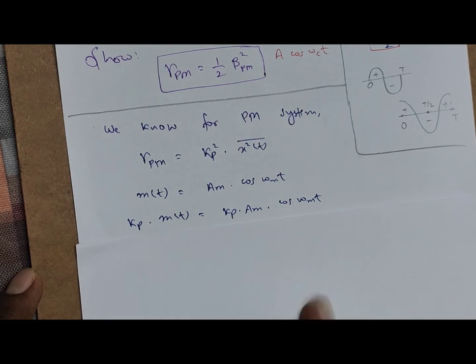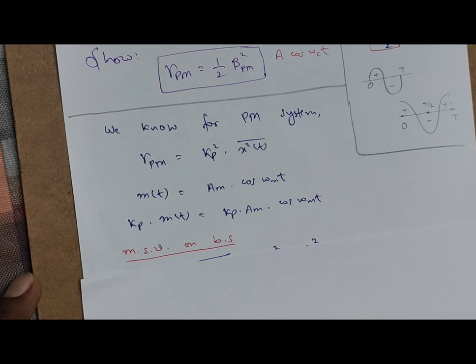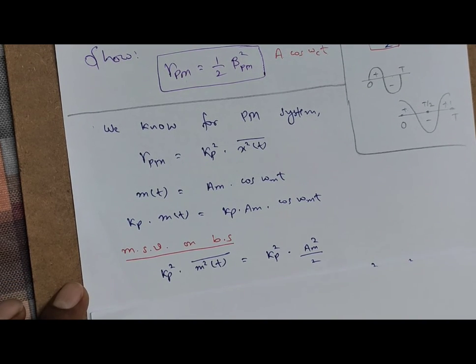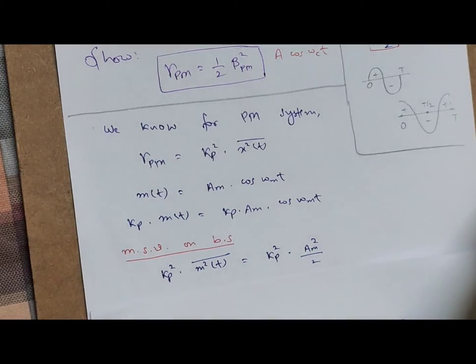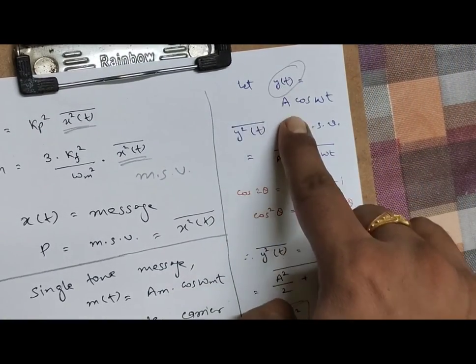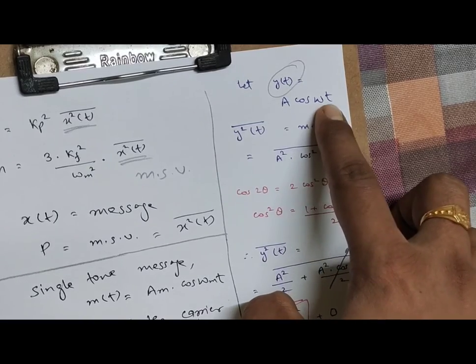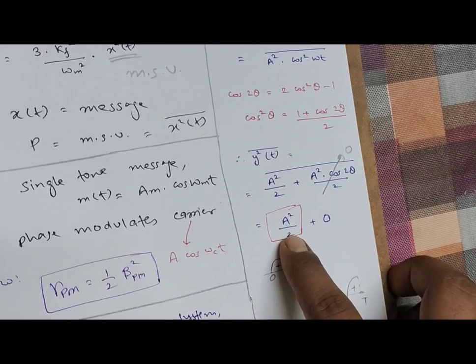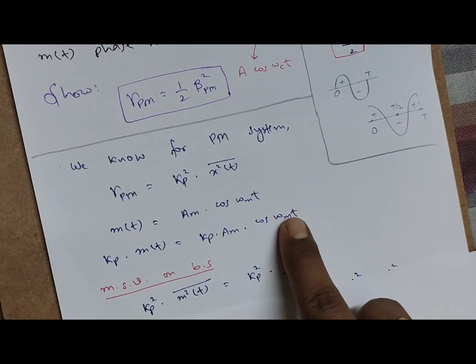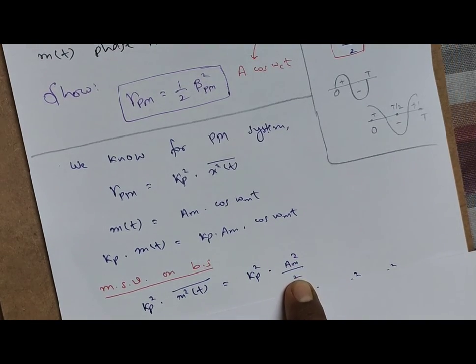Now we will take the power on both sides, that is, the mean square value on both sides. What will you get? We will get Kp square times m square t bar, that is equal to Kp square into Am square upon 2. For this we know, for y(t) equal to A cos omega c t, what is the power? Power is given by A square upon 2. Similarly here, for Am cos omega m t, the power is equal to Am square upon 2.